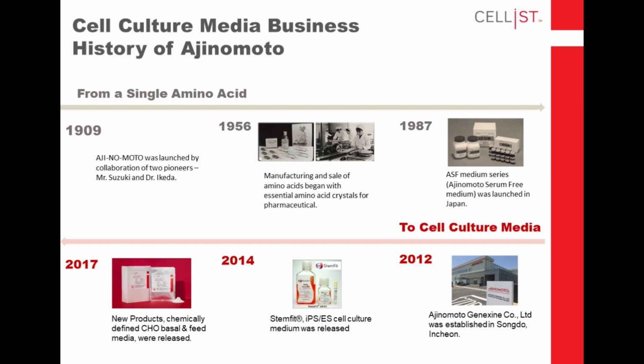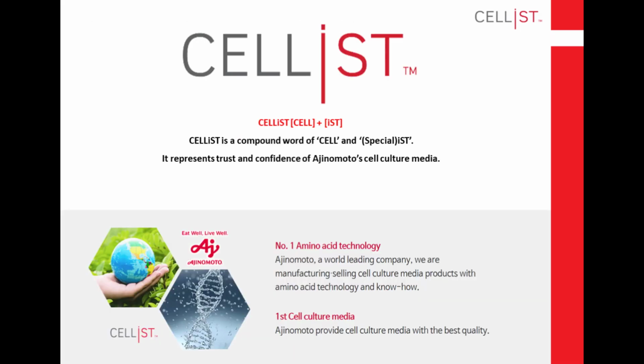We have various media for cells, for stem cells, embryonic stem cells, iPS cells, and also mesenchymal stem cells. And more recently, we launched the Cellist products. Cellist are basically basal and feed media for production of biologics using CHO cell lines. So Cellist is not pronounced like a cello player. It's a combination of cell and specialist. And the formulation is based on the long experience and knowledge that Ajinomoto has in amino acid science.